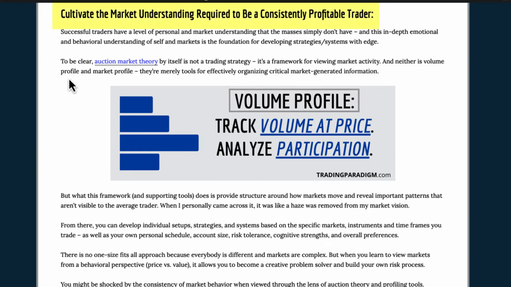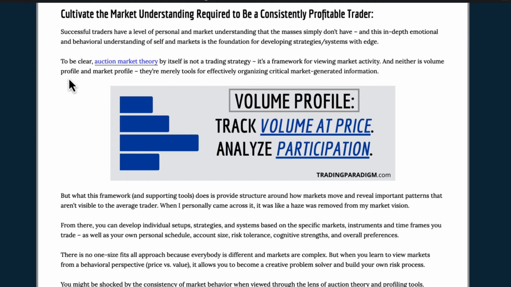To wrap things up, successful traders have a level of personal and market understanding that the masses simply don't have. And this in-depth emotional and behavioral understanding is the foundation for developing strategies and systems with edge. Just to be clear, auction theory by itself is not a strategy. It's a framework for explaining market activity. And market profile, volume profile, VWAP, cumulative delta, and footprint charts aren't strategies either. They're simply tools for effectively organizing critical market-generated information. But what a framework and supporting tools like these does is provide structure around market behavior and reveal patterns to you that aren't visible to the average oblivious trader.